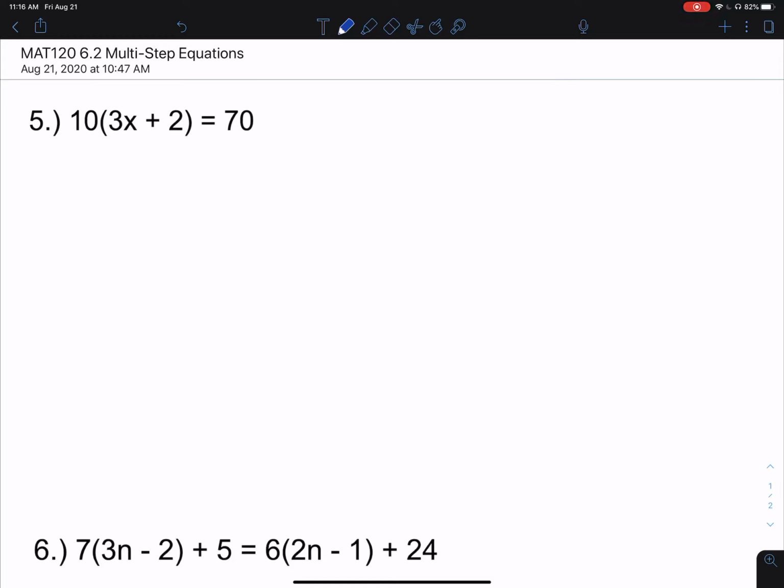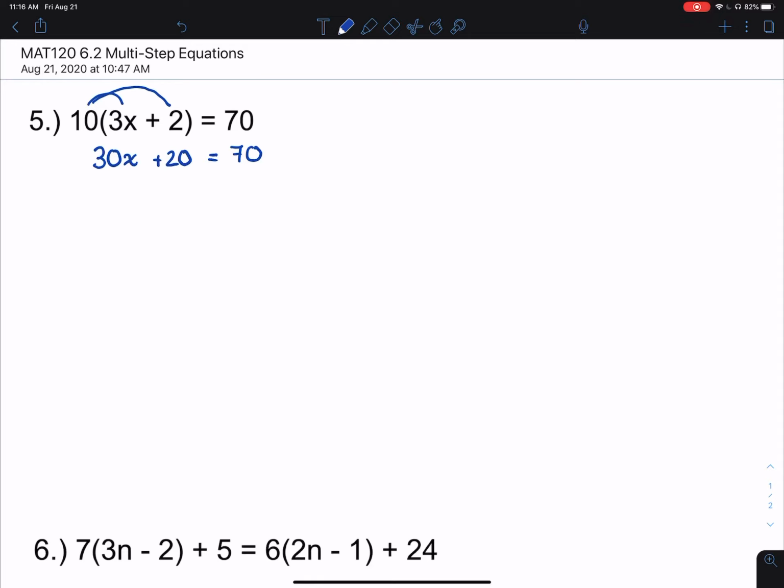First example, we have 10 times the quantity 3x plus 2 equals 70. The first thing I'm going to do is distribute this 10 to everything inside the parentheses. That gives me 30x plus 20 equals 70.